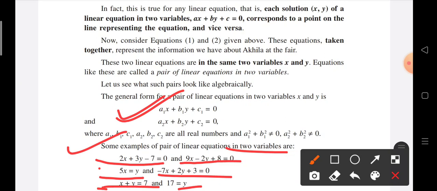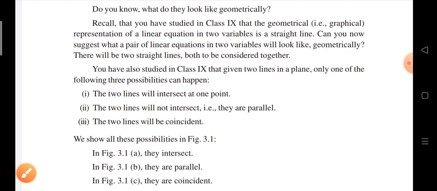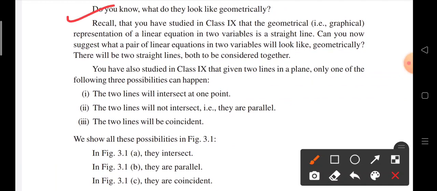So now moving further, do you know what they look like geometrically? If we draw them, how will they look geometrically? Okay, recall that you studied in class 9th the graphical representation of a linear equation. The graphical representation of a linear equation in two variables is a straight line. The graph of a linear equation in two variables is a straight line graph.